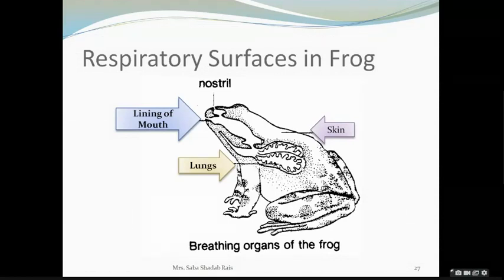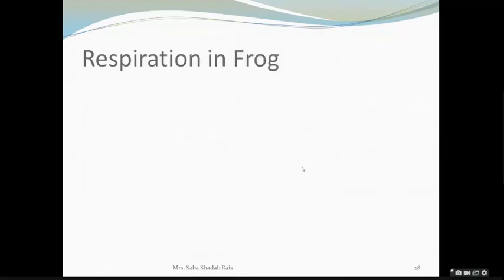Now the glottis will remain closed this particular time. Why? Because when they are respiring from the buccopharyngeal cavity, they will not involve the lungs. So the lungs will rest at that particular time. This is the main form of breathing while at rest, because the lungs are poorly developed in the case of the frog. Now we will learn the mechanism of breathing.